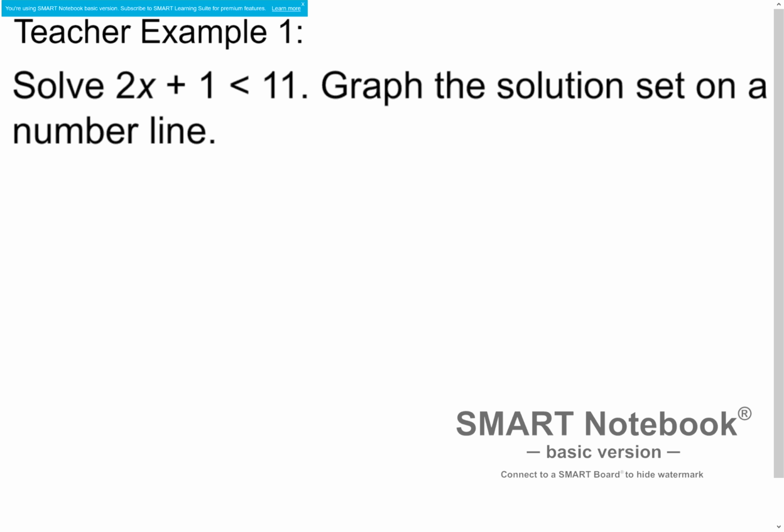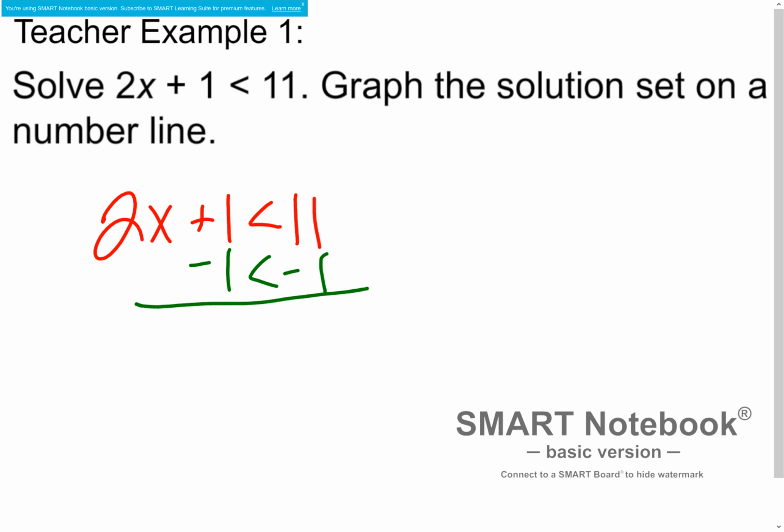Here's our teacher example 1. Solve 2x plus 1 is less than 11. So 2x plus 1 is less than 11. So the first thing we have to do is undo the addition of 1. So how we do that is we subtract 1 on both sides of the inequality. So this 1 minus 1 makes 0. So I'm left with 2x is less than 10.